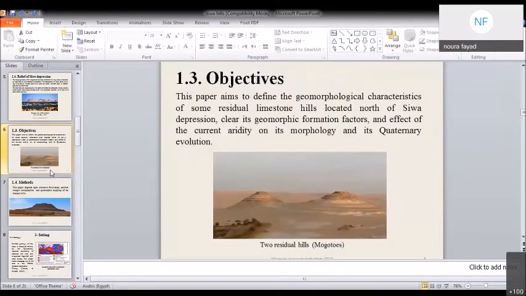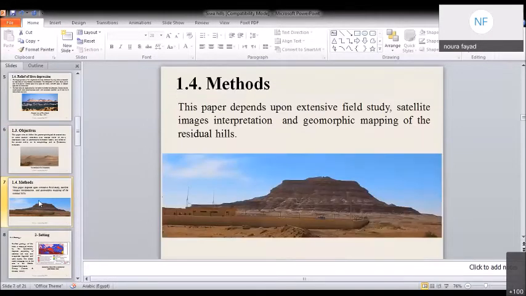Objectives. This paper aims to define the geomorphological characteristics of some residual limestone hills located north of Siwa depression, clarify their geomorphic formation factors, and the effect of the current aridity on their morphology and their Quaternary evolution. These are two residual hills, near to us.